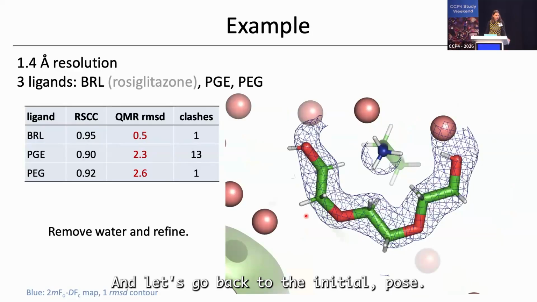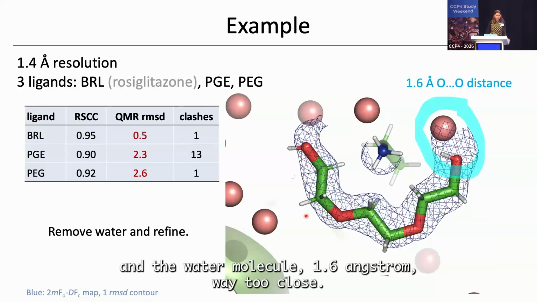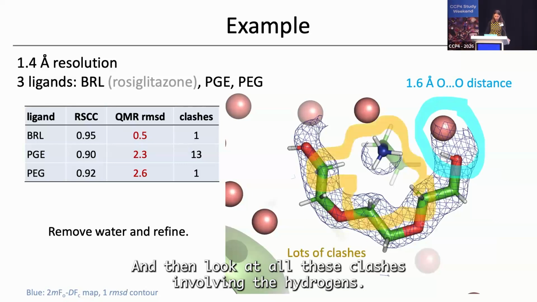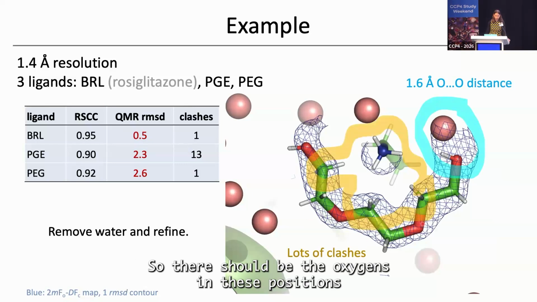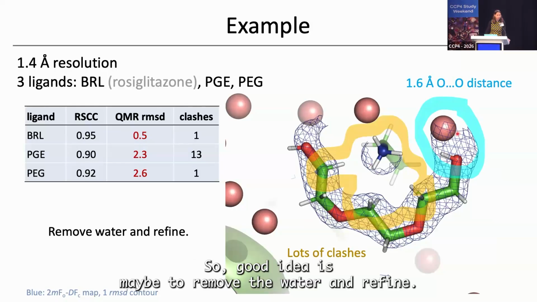Let's go back to the initial pose. There are two issues here. One is there's a very short distance between this oxygen and the water molecule, 1.6 angstrom, way too close. That water molecule shouldn't be there. And then look at all these clashes involving the hydrogens. There should be the oxygens in these positions closer to this lysine that is sticking up here. So a good idea is maybe to remove the water and refine.